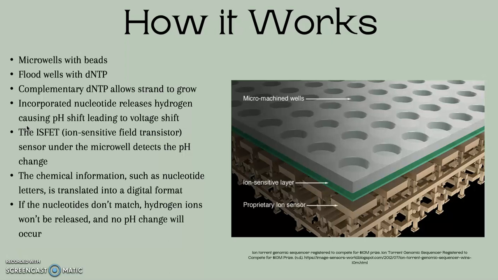But how would you know a dNTP matched a bead's nucleotide? If the nucleotide on the bead matches the dNTP, a hydrogen ion is released. If two of the same bases on the strand are present, the voltage will double since two hydrogen ions are released. The pH change is detected via the ion-sensitive field transistor under the microwell. The chemical information, like which nucleotide it was, is translated to digital format. If the nucleotide and dNTP did not match, the hydrogen ion would not have been released, and therefore a pH change would not have happened, and there would have been no voltage change.